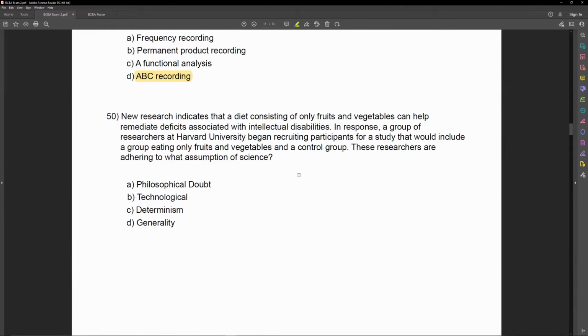Okay. Now, if the Harvard University researchers write up their study in a way that's replicable, then maybe that's going to be technological, but that's not what we're dealing with here, right? What about determinism? Behavior happens for a reason. Maybe, right? But we're not really looking at the behavior so much as the actual research itself, right? This research on the diet. They are just engaging in simple, okay, let me see if what you found is actually true. Philosophical doubt. And then generality, are they trying to generalize anything? No, of course not. So our answer here is going to be A, philosophical doubt.